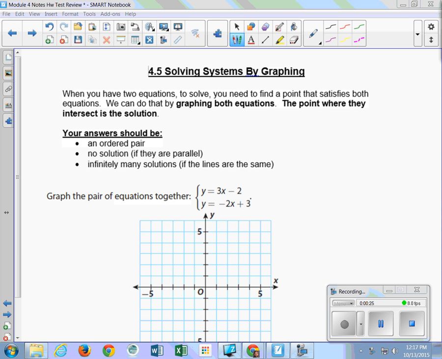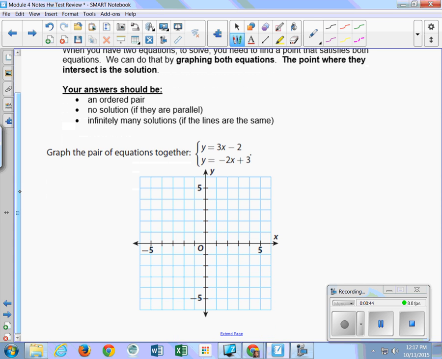So if I have 2 equations, I draw the graph of each line, and where they cross will be the answer. So my answer should be an ordered pair, no solution if the lines are parallel, and infinite many solutions if the lines are the same. So looking at number 1, I'm going to graph each of these lines.